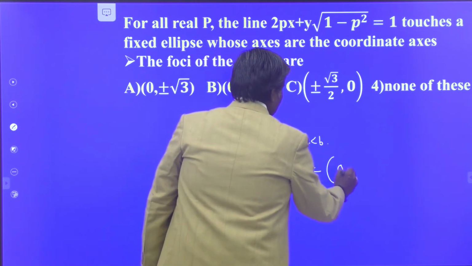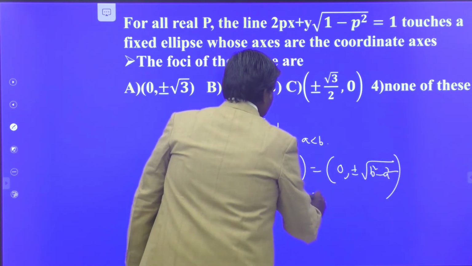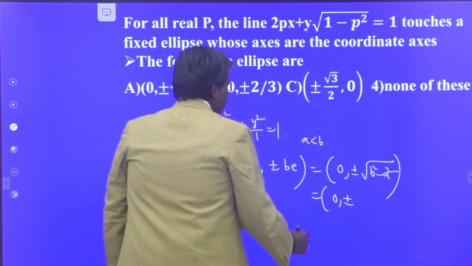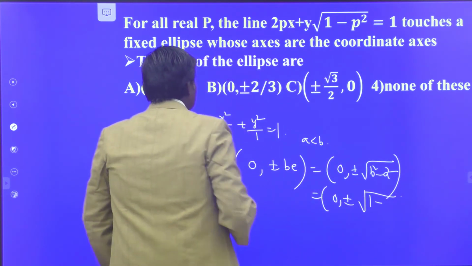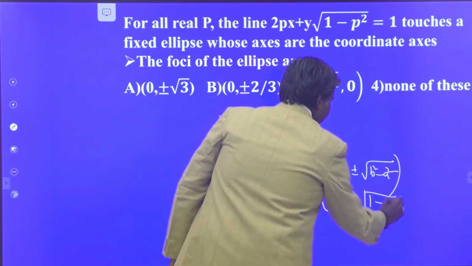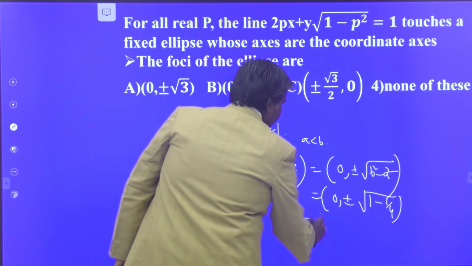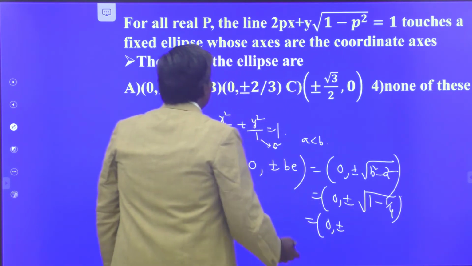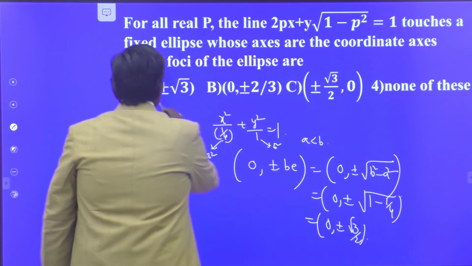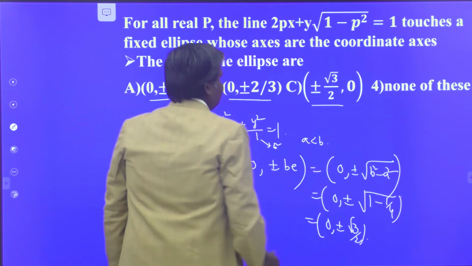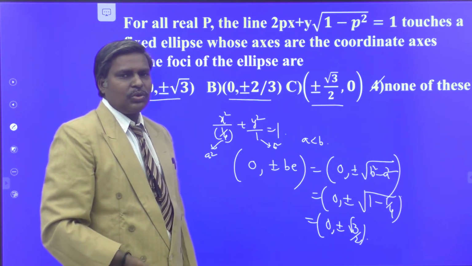It is nothing but 0 comma plus or minus root of b square minus a square. That is 0 comma plus or minus root of 1 minus 1 by 4. This is a square, this is b square. So we can write 0 comma plus or minus root 3 by 2. So this is not correct, this is also not correct, this is also not correct. So the answer is none of these. 0 comma plus or minus root 3 by 2.